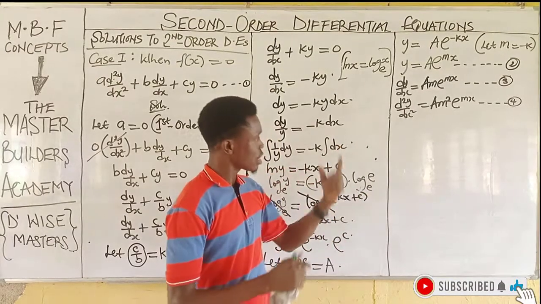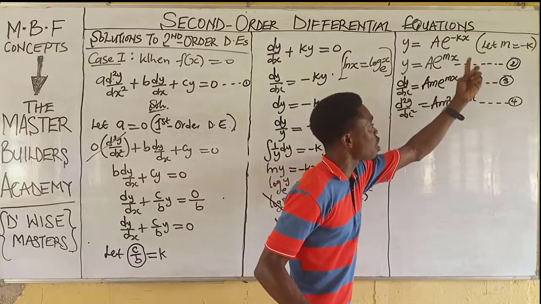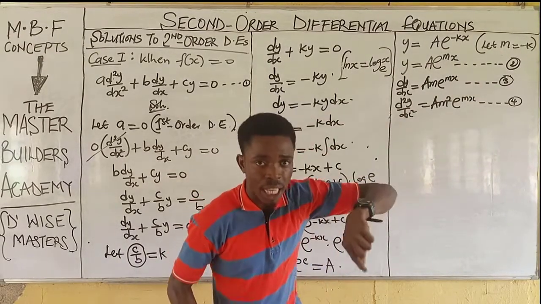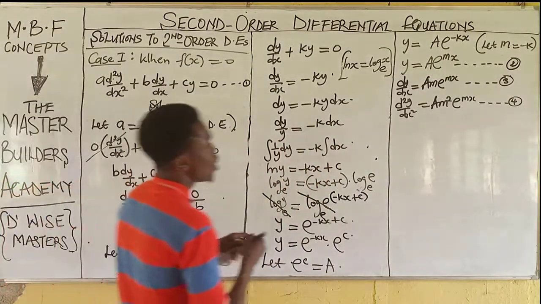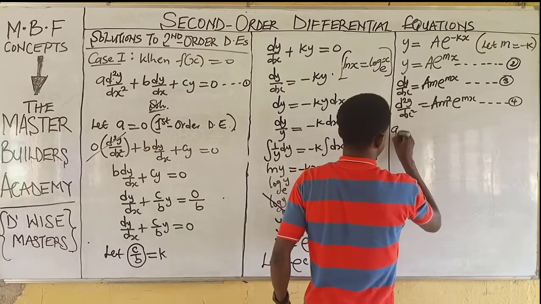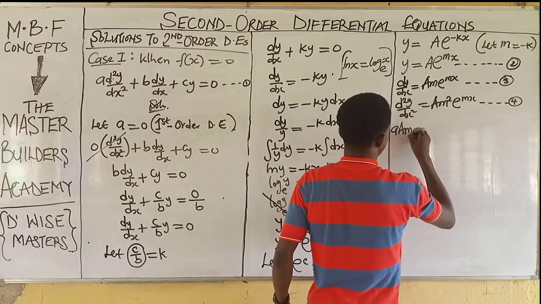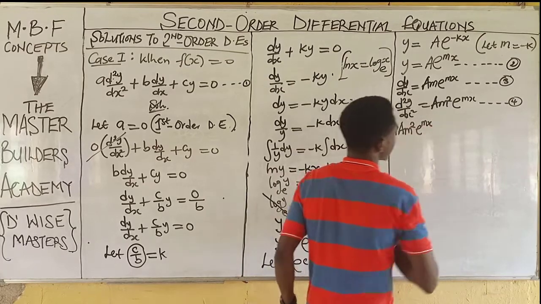Now guys, let's continue from where we stopped. So now, at this point, we need to substitute equation 2, equation 3, and equation 4 into equation 1. And when we do that, we are going to have, when we put this one here, this would have given us capital A m squared e exponent mx.